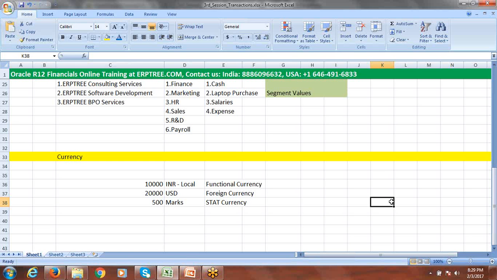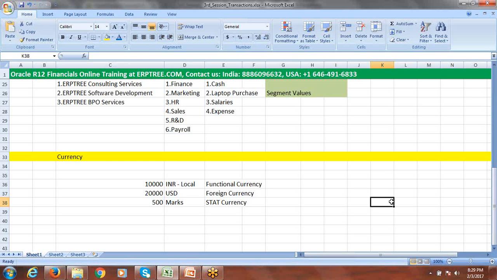Functional currency is nothing but local currency. Say we are doing the business in India, so our functional currency is INR, and in that case USD we call as foreign currency, GBP we call as foreign currency, AED we call as foreign currency. In which country we are doing our business, that country's local currency is functional currency. Other than functional currency, meaning other than local currency, all currencies are treated as foreign currencies.